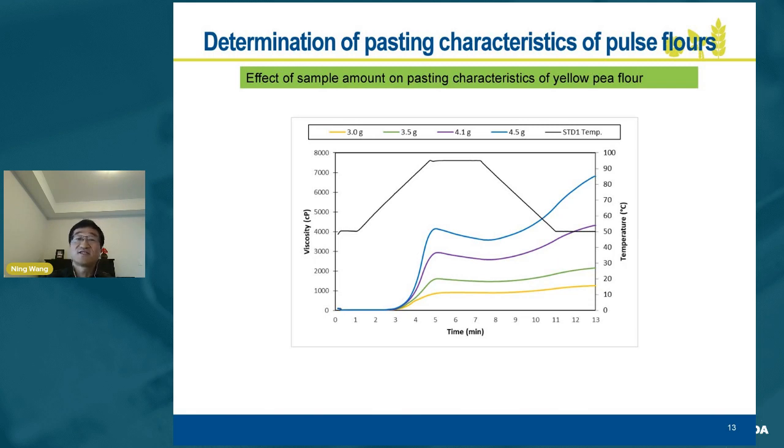From here, these are the results, from bottom to top. The bottom is a weight of 3 gram, then 3.5, here I think it's 4.1, and 4.5. You can see that as the amount increases, it gives you the complete characteristics of the pea flour. So from this study, we recommend using 4.5 gram for pulse flours.